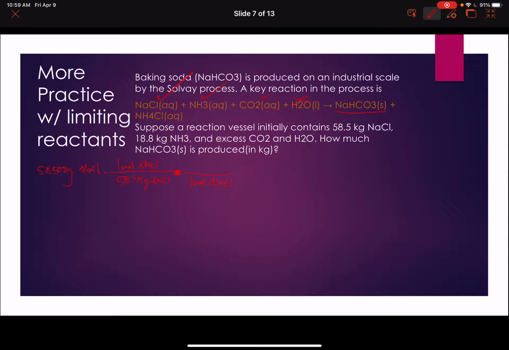Well, everything here is 1, so there are no coefficients. So we know that it will be, what are we looking for? NaHCO3. We know our mole fraction won't really matter here. Okay. And this is going to give us that many moles of NaHCO3. Perfect. Now we are going to do our NH3 to determine if that will have more or less moles.